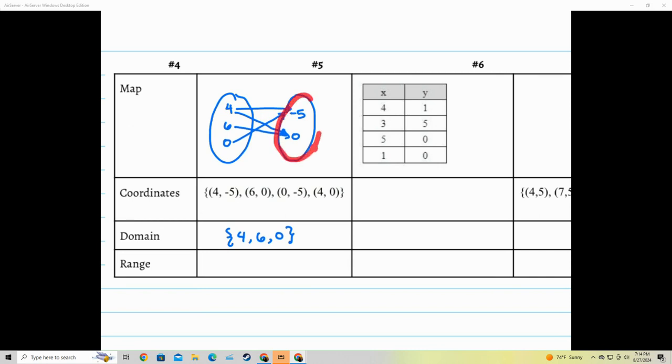What's my range? My range is going to be the second set of numbers, so it's going to be -5 and 0. And we're pretty much done.